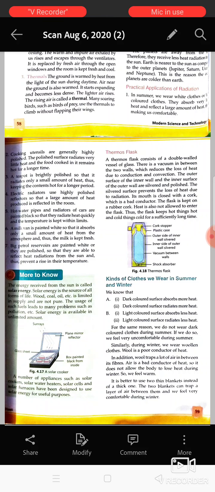Now, if you think about these things, dark colors are worn in winters because they absorb more heat, and dark colors also radiate more heat. If you are talking about light colors, they absorb less heat, so that is why we wear them in the summers, and they also radiate less heat.